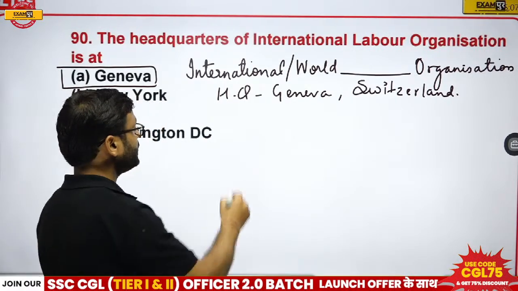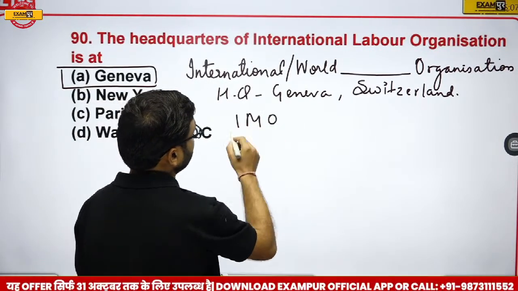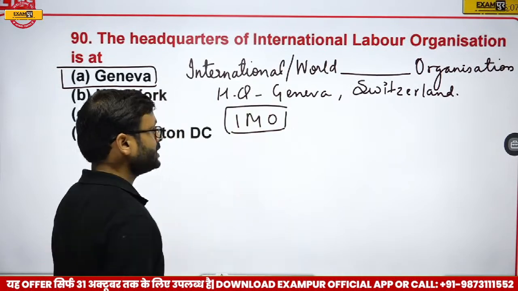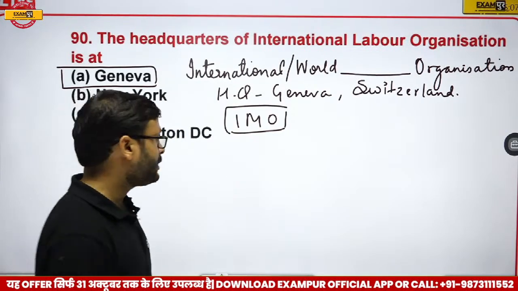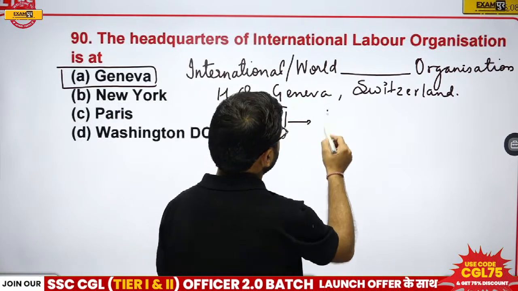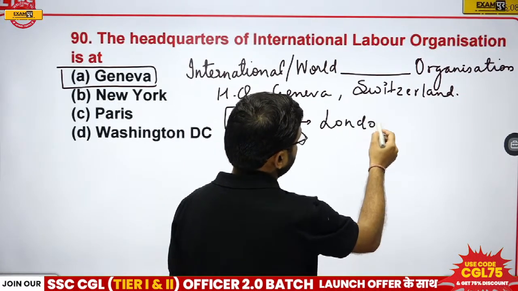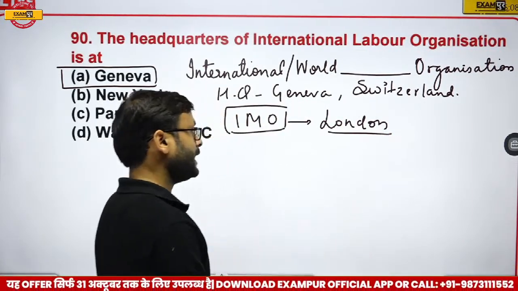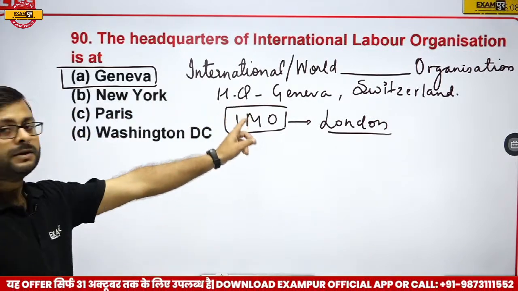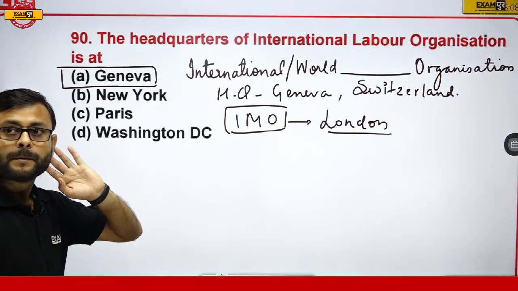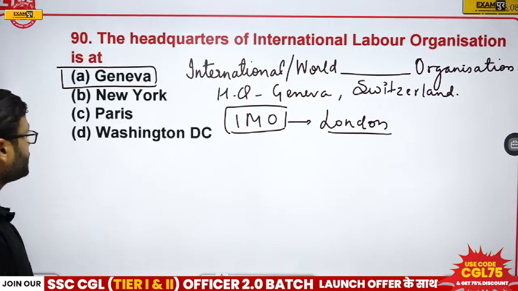The IMO, International Maritime Organization, is situated in London. Except for that, all the others you will find in Geneva. Now come to the next question from here.